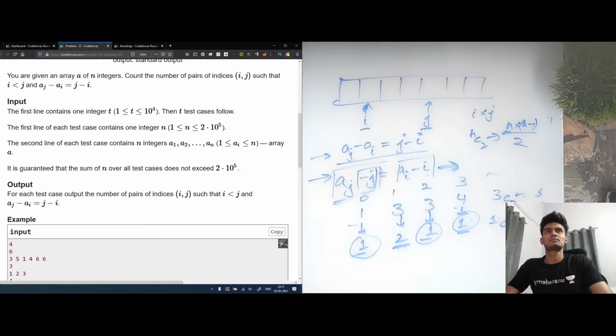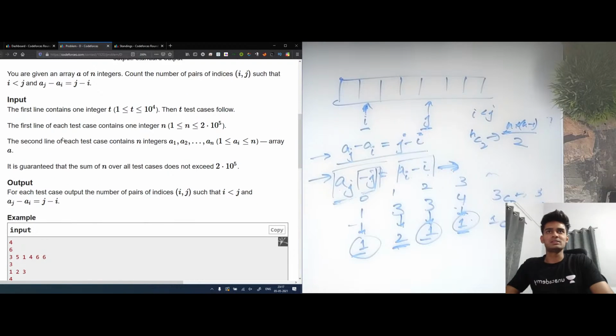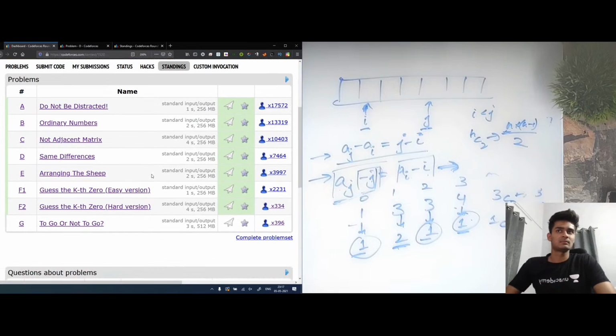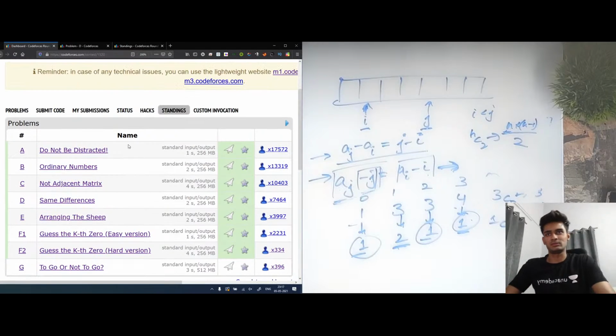Okay, cool. Can people in the chat tell me if they are clear with A, B, C, and D, so that we can move ahead to the rest of the problems?